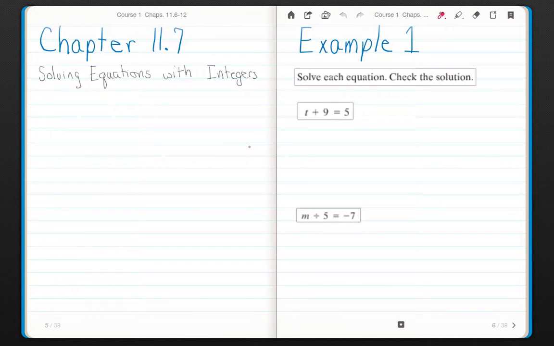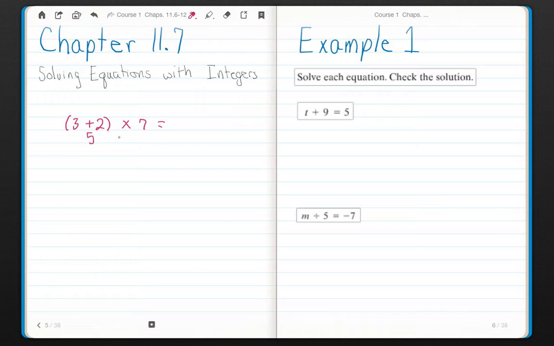Chapter 11.7, Solving Equations with Integers. So when we solve a problem, let's say we have 3 plus 2 times 7, and I want to know what that equals. First I do what's inside parentheses, 5 times 7, then I multiply, and 5 times 7 is 35.